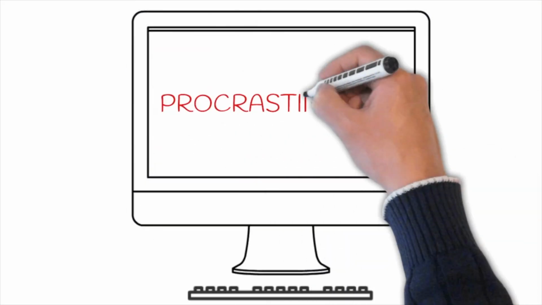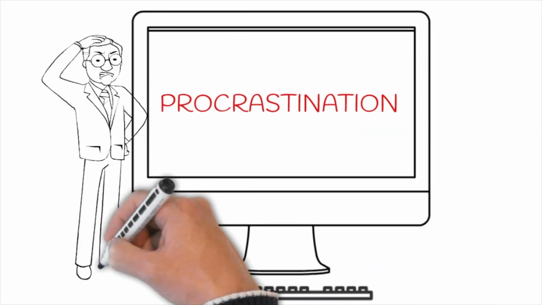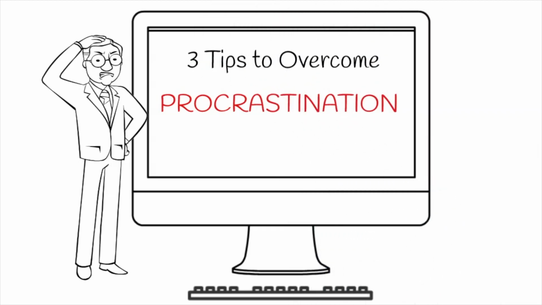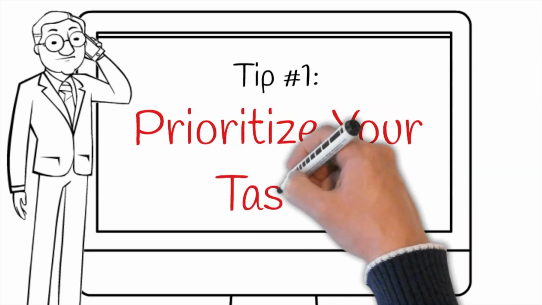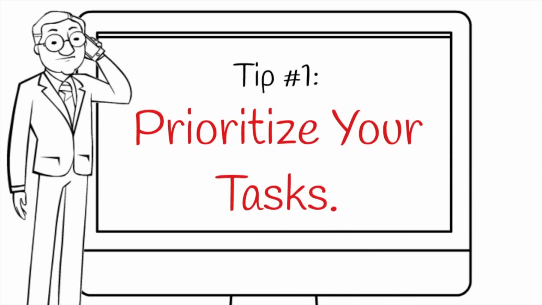Have you ever struggled with procrastination? The struggle is real, but it doesn't have to persist. Here are 3 tips to help you overcome it. Prioritize your tasks. Start by making a to-do list and identify the most important tasks that need immediate attention. Breaking down larger tasks into smaller, manageable steps can make them feel less overwhelming and more achievable.